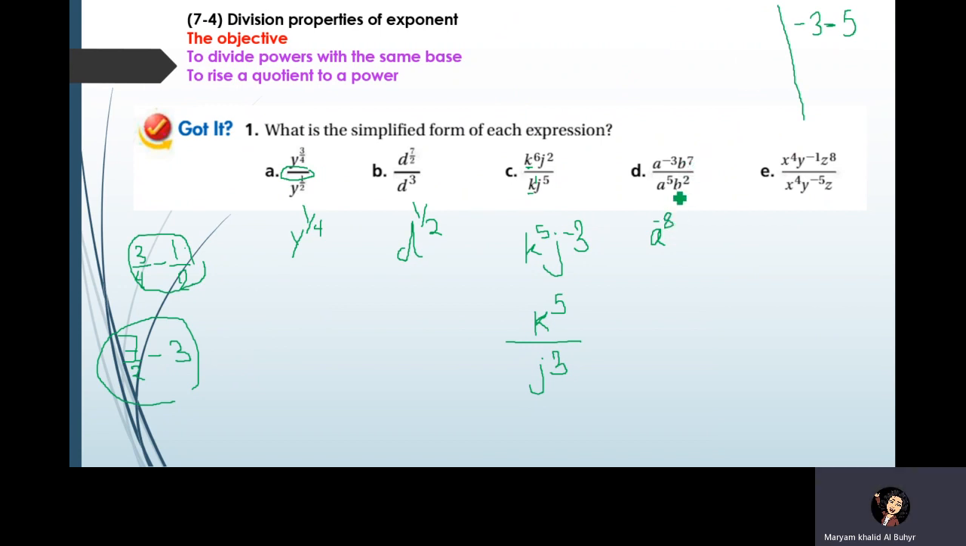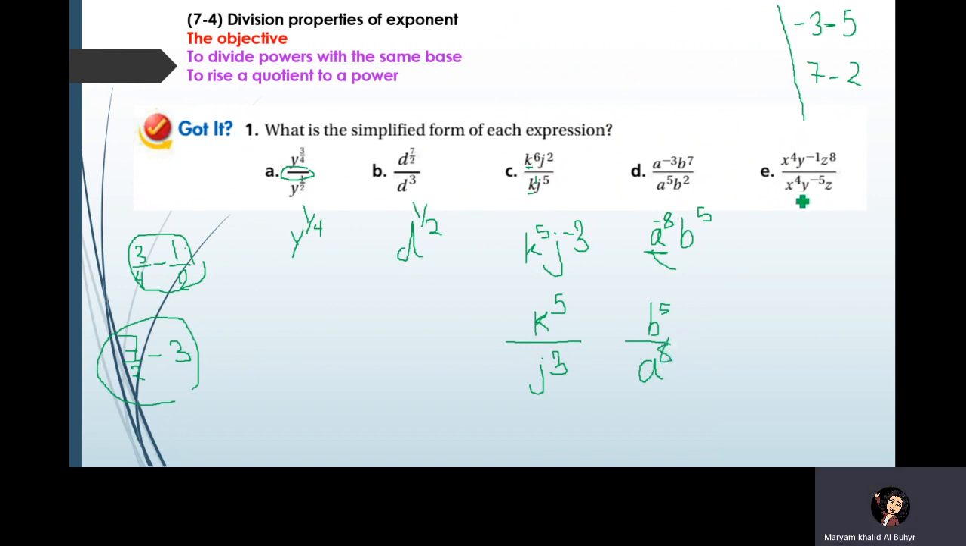B to the power 7, b to the power 2. 7 minus 2. So that is 5. So b to the power 5. Again, I learned how to deal with negative power. I'm going to move it down. So b to the power 5, I have to keep it in the numerator, over a to the power 8.